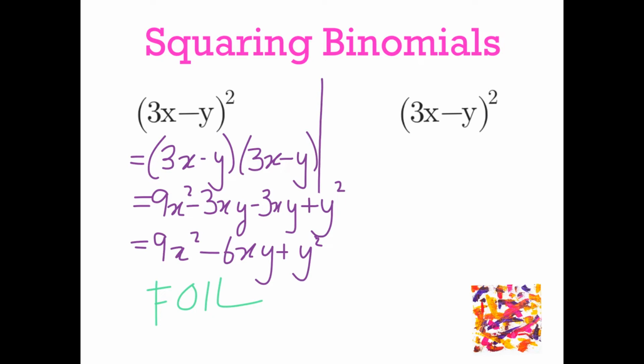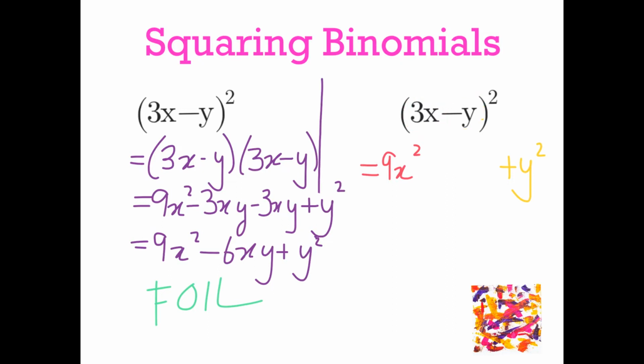Let's try using our brand new pattern to do the exact same question. You take the first term, multiply that to itself. So 3x times 3x is 9x squared. Now you're going to take the second term, which is negative y, and multiply that to itself. Negative y times negative y is positive y squared.